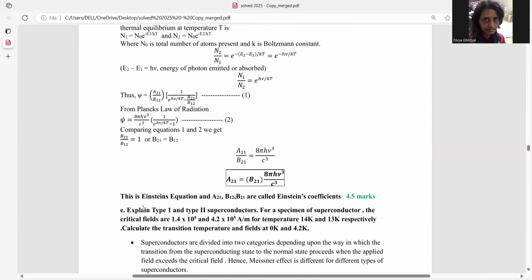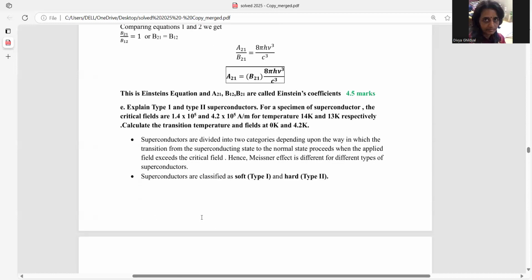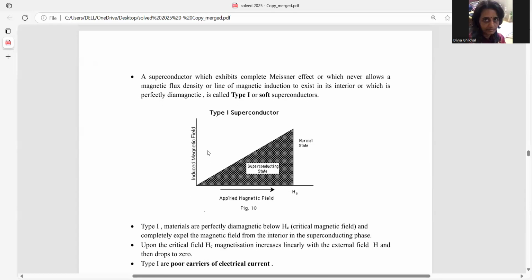Okay, what are type 1, type 2 superconductors? See, they are saying to explain type 1, type 2. So this will carry, and then you have a numerical along with it also. So again, the breakage of marks will be 4 and 3. Type 1, type 2. Draw the diagram. Show that it is a reversible effect.